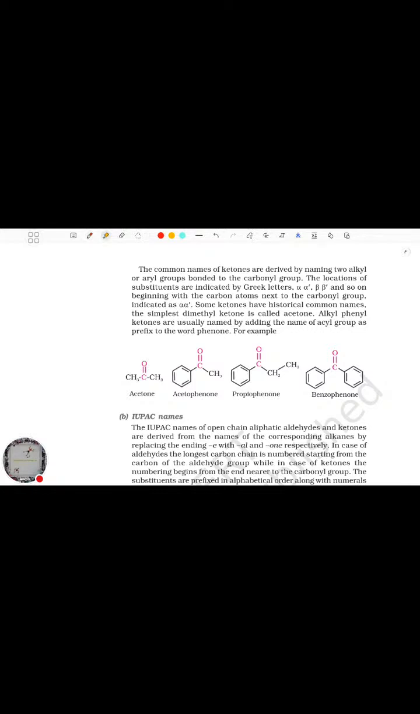So இங்கேயும் பார்த்தீங்கன்னா the location of the substituents, we are using alpha, alpha dash, beta or beta dash, and so on, beginning with the carbon atoms next to the carbonyl carbon indicated as alpha, alpha dash. So we will start with alpha, alpha dash, which indicates the carbon atom directly attached to the carbonyl group. Some ketones have historical common names. The simplest dimethyl ketone is acetone. So simplest dimethyl ketone அப்படின்றது acetone என்று சொல்றாங்க.